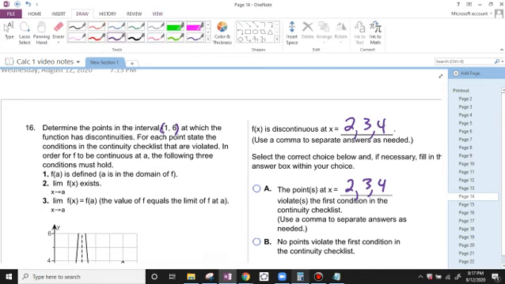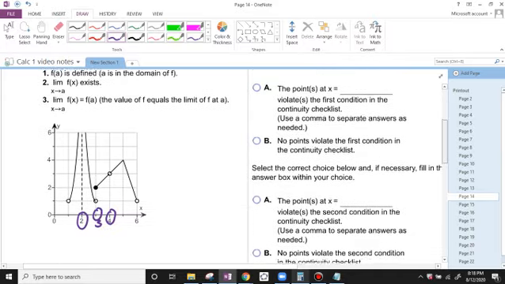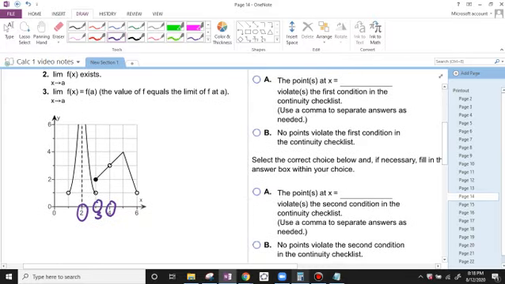Let's see which ones violate the first condition. That is to say, is it the case that this function isn't defined at one of these 3 values? Oh, it's not defined at 4. There's no black dot for 4.